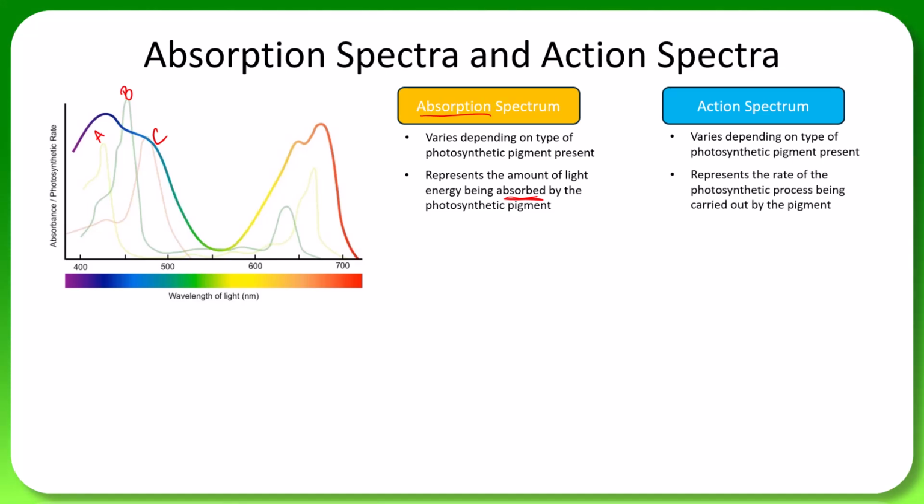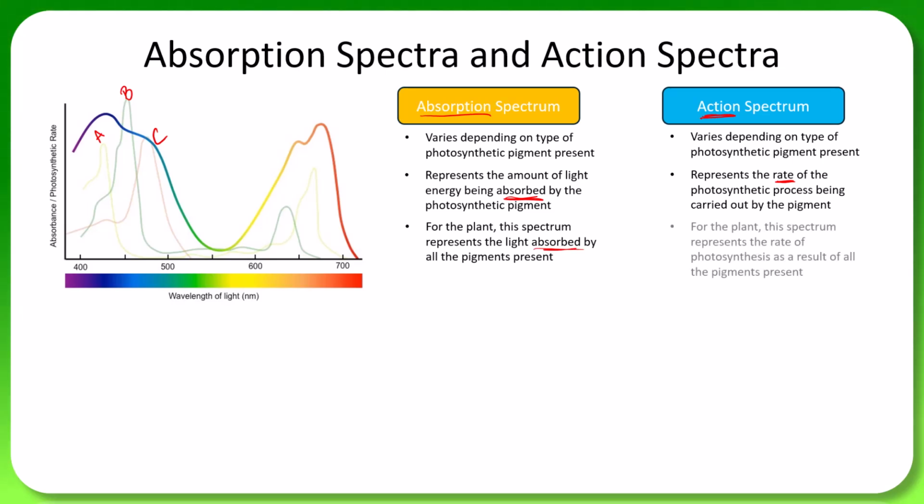The action spectrum represents the rate of the photosynthetic process being carried out by the plant. Again, this is the action. It's the action of photosynthesis, and it's the rate at which that process is happening in the plant. The absorption spectrum for the plant represents light absorbed by all the pigments present. The action spectrum for the plant represents the rate of photosynthesis as a result of all pigments present. Again, all of these pigments constitute one action spectrum, which is why there's one line indicating the action spectrum.